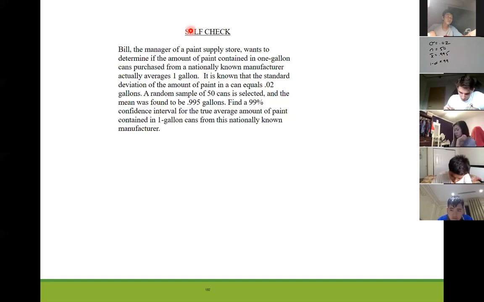All right. So in the little thumbnail, I have my document camera, and I've written down what's important from this problem.